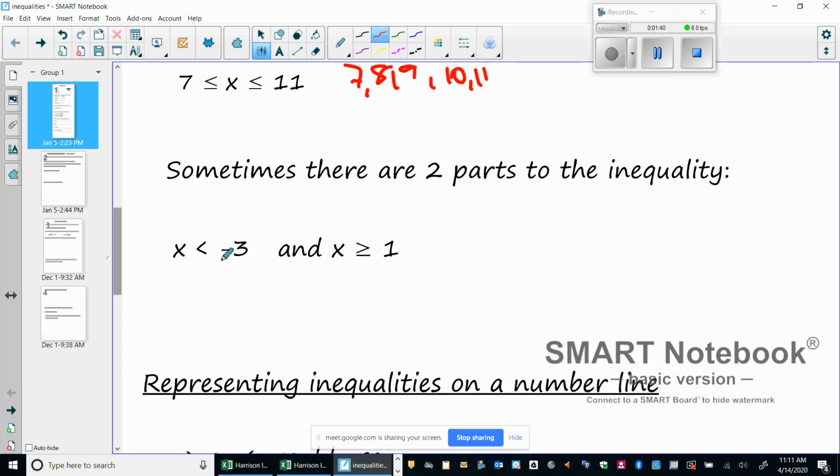Now, sometimes where they're in two separate branches, it means that it's not just a group of numbers in between. It's not a range of numbers. It's completely separate. So this would mean anything less than -3, and this would be anything more than or equal to 1. We obviously can't list those numbers because there are too many to list. So just realize that these are two separate.